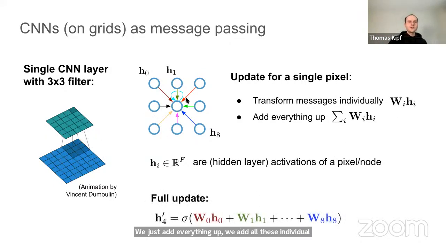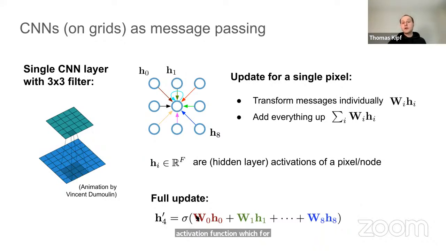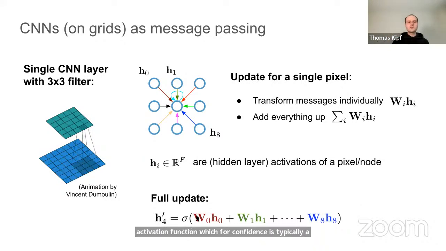And so if you want to calculate the update for this node in the middle here, then the full update is basically for each of these arrows, we compute one of these linear updates. And these are different weight matrices for every type of neighbor. And then we pass it through an activation function, which for ConvNets is typically a ReLU, for example, a rectified linear unit.